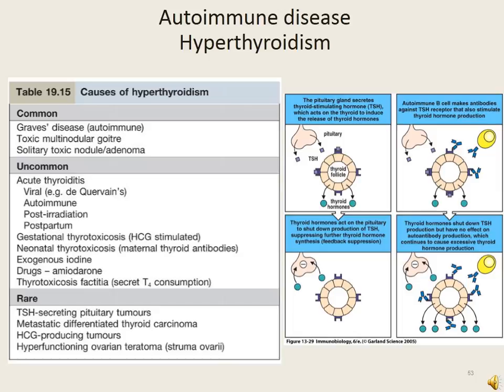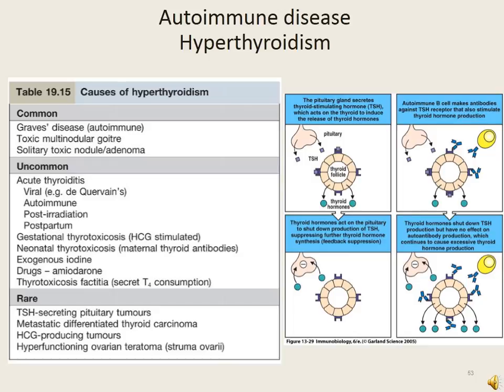pituitary gland. Okay, the right-hand side figure shows you the normal condition for the regulation of thyroid hormone synthesis. Okay, the thyroid stimulating hormone that is released from the pituitary gland will interact with the thyroid stimulating hormone receptor on the thyroid gland and then induce the synthesis of thyroid hormone, and this thyroid hormone will give negative feedback for the production of thyroid stimulating hormone.